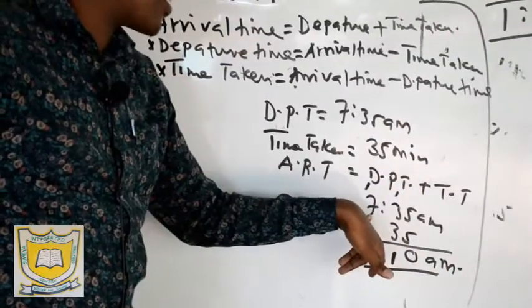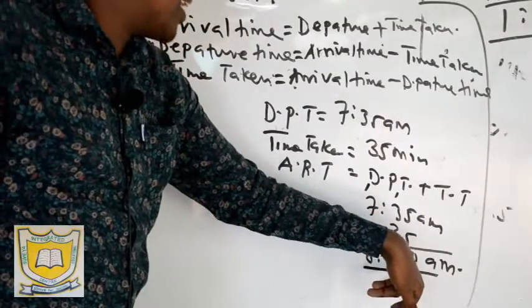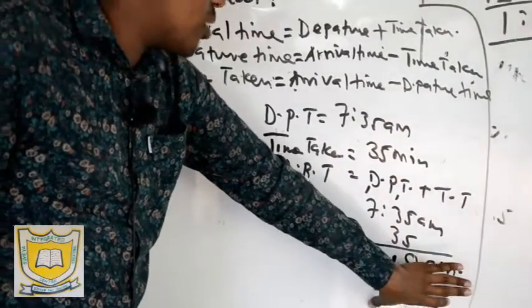Departure time is the time he started the journey, 7:35 a.m., plus 35 minutes he took. That is 8:10 a.m. The time he reached the school is 8:10 a.m.